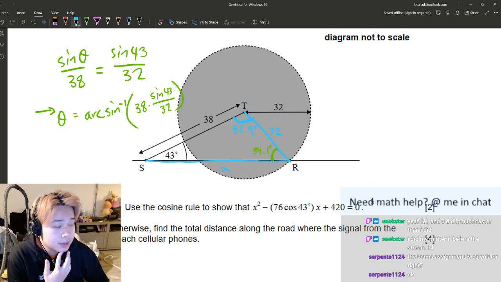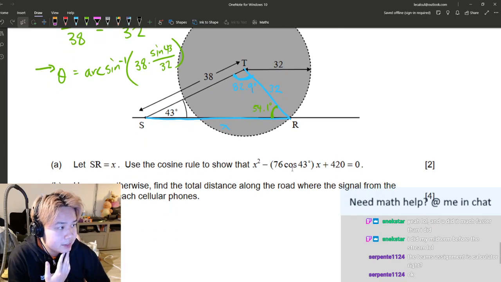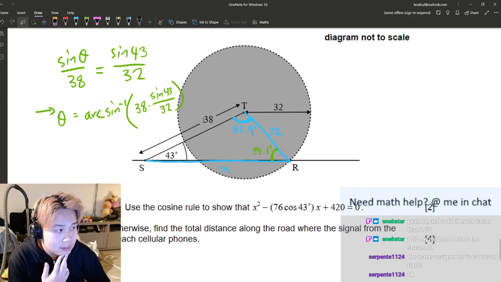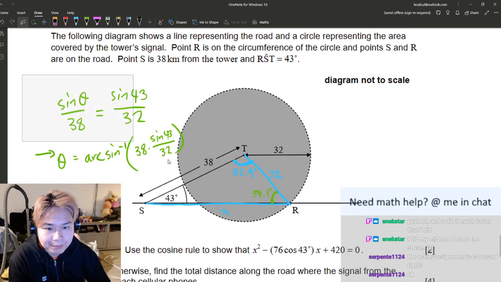Now, is this actually what they want me to do? Because I need to show this, right? So cosine 43 needs to pop up. But the issue with that is I'm going to use cosine 82.9. You know what? Forget it.